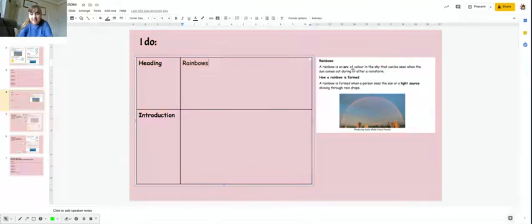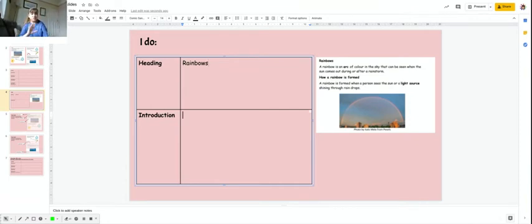A rainbow is an arc of colour in the sky that can be seen when the sun comes out or after a rainstorm. So I could draw an arc. I remembered what shape an arc is because it was in the glossary. So an arc, okay. I could draw a sky, so I could draw clouds, maybe a little bit of blue. Can be seen when the sun comes out, so I'll draw a little sun, and then during a rainstorm I'm going to draw some rain.